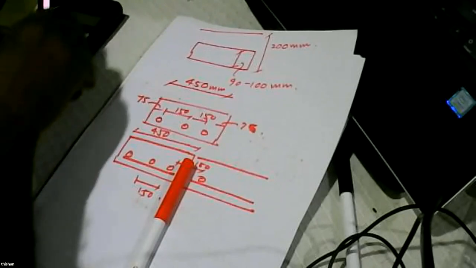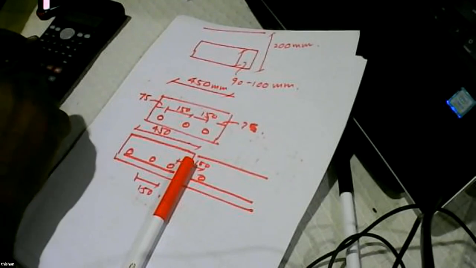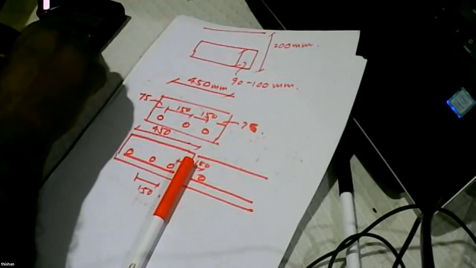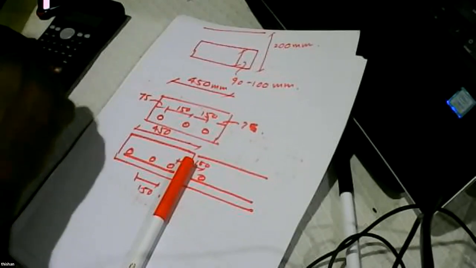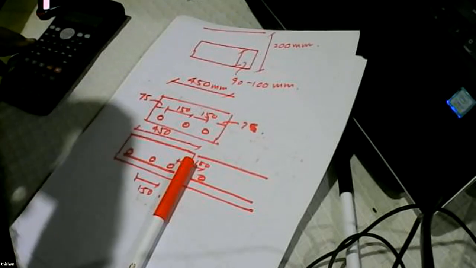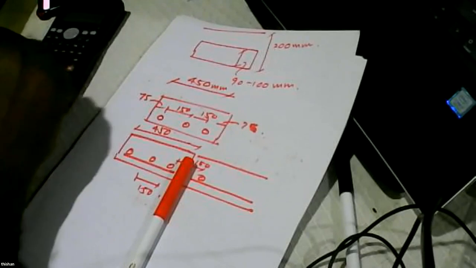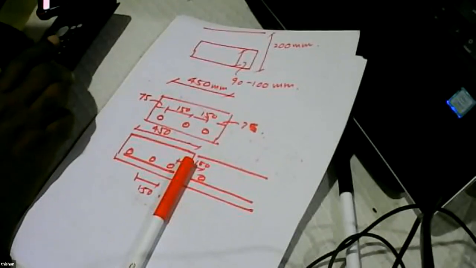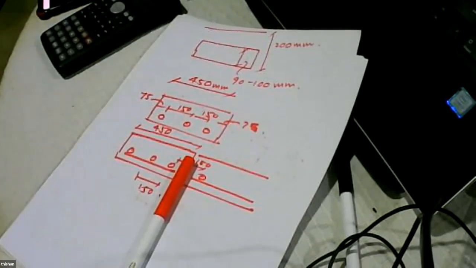So if you look at the weight of this one with 1.5 meter spacings, 450 multiplied by 80, and that is 5 divided by 10 to the power 9. So that is 1.5 into 0.45 into 0.08 into 25. So 1.35 kilonewtons, so 135 kilonewtons. So this panel is going to be about 135 kilograms. So you have to be a little careful.